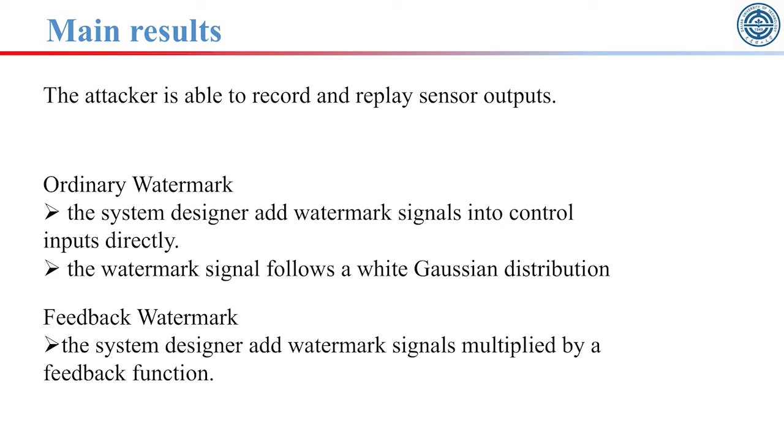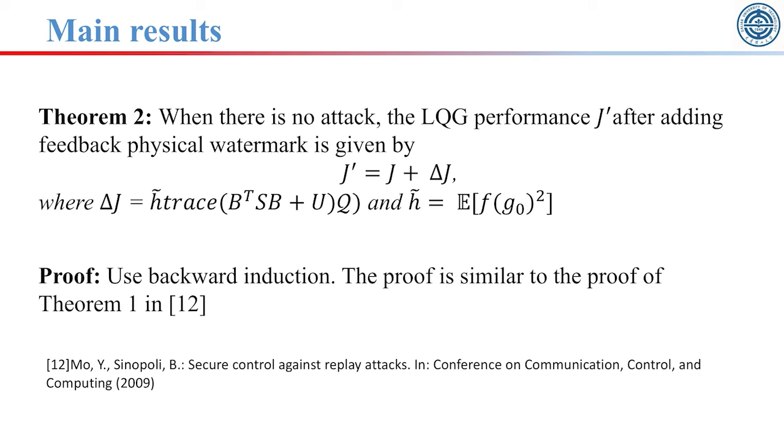To further investigate our method, we should first study the LQG performance loss after adding feedback watermarks. This is concluded by the following theorem. This theorem gives a clear expression for the LQG performance loss, delta J. One can observe that this loss can be designed by a suitable control feedback function and the covariance of watermarks. Therefore, according to how much performance loss a system can tolerate, a system designer can choose a suitable control feedback function and covariance.